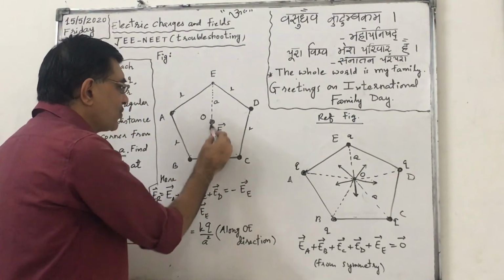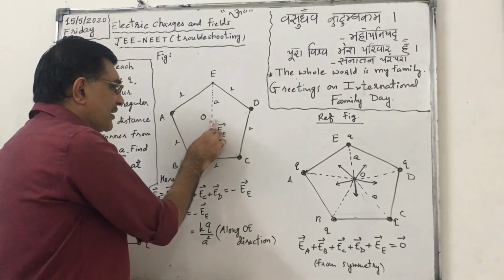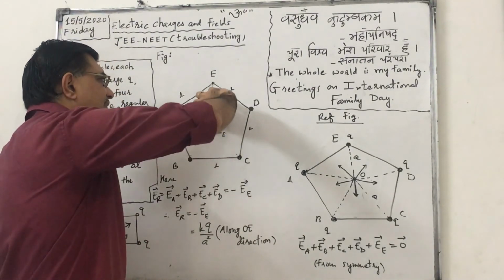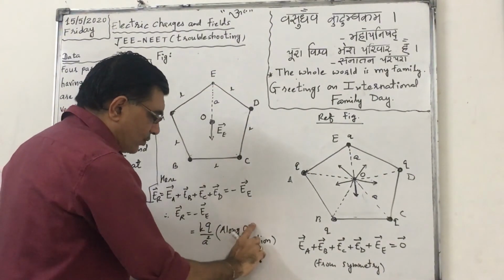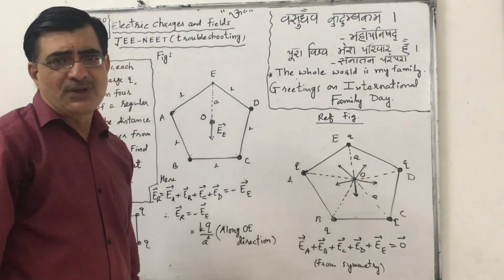Now this is the direction of EE, so minus of it will be in the opposite direction, that is this. So the answer will be along the OE direction. Okay, this is an easy method to solve this problem.